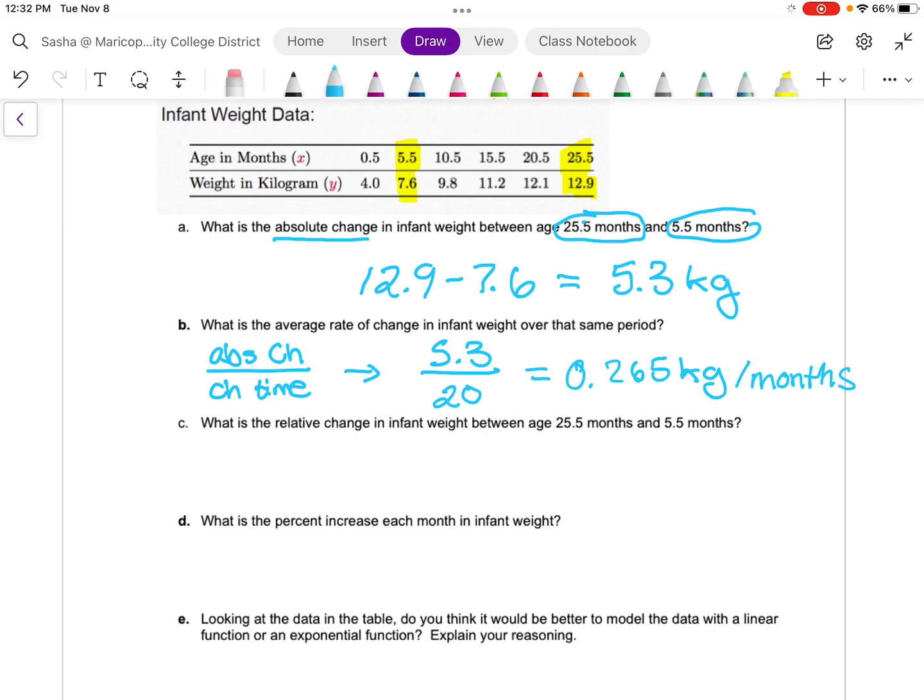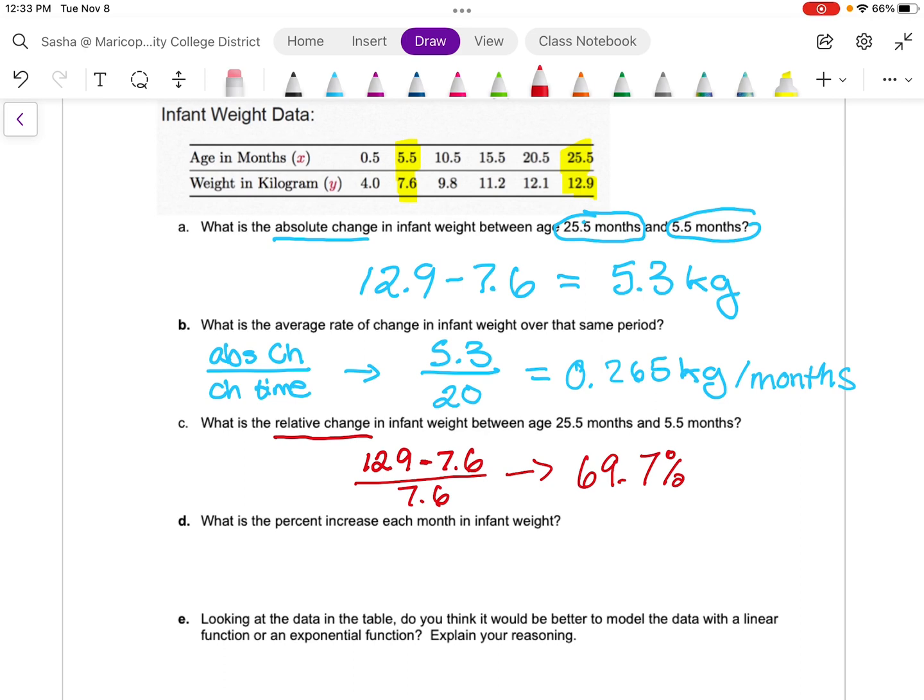Now, if I change gears here and I'm looking for the relative change, remember a relative change is a percent, where I take my absolute change, that 12.9 minus 7.6, and I divide it by the original weight, and I end up with the percent of 69.7%. So our baby's weight increases 69.7% from where it started over those 20 months.